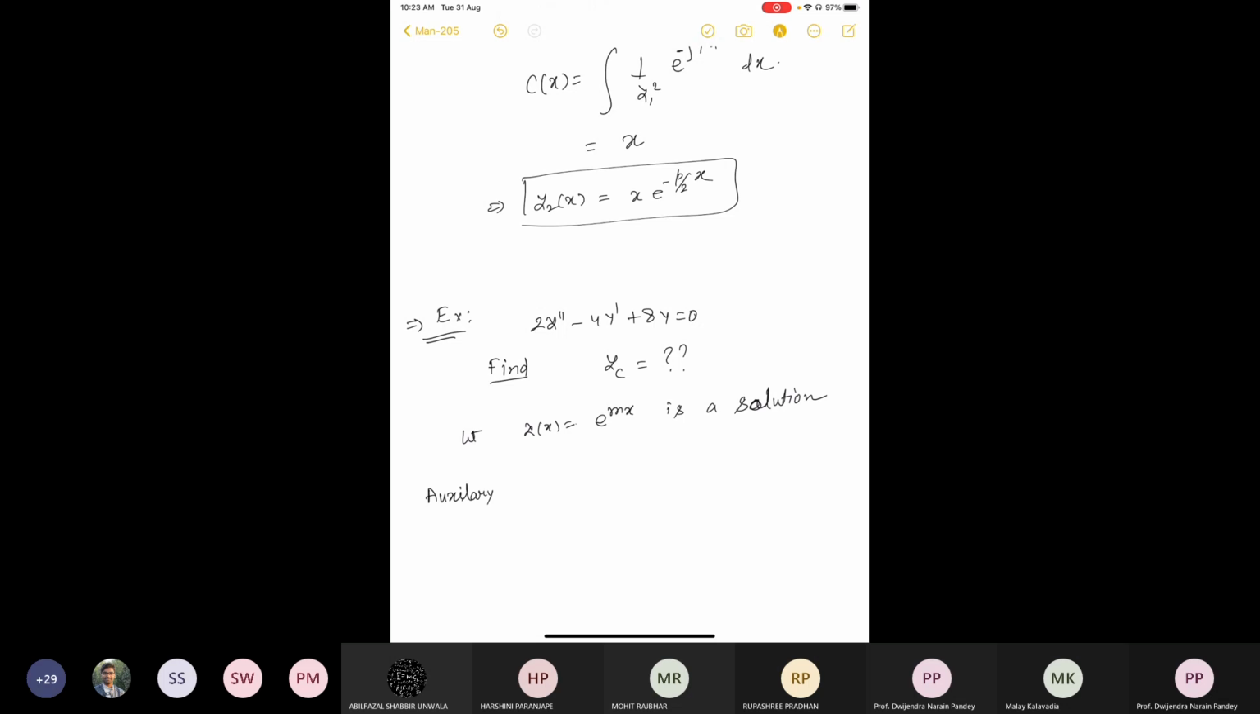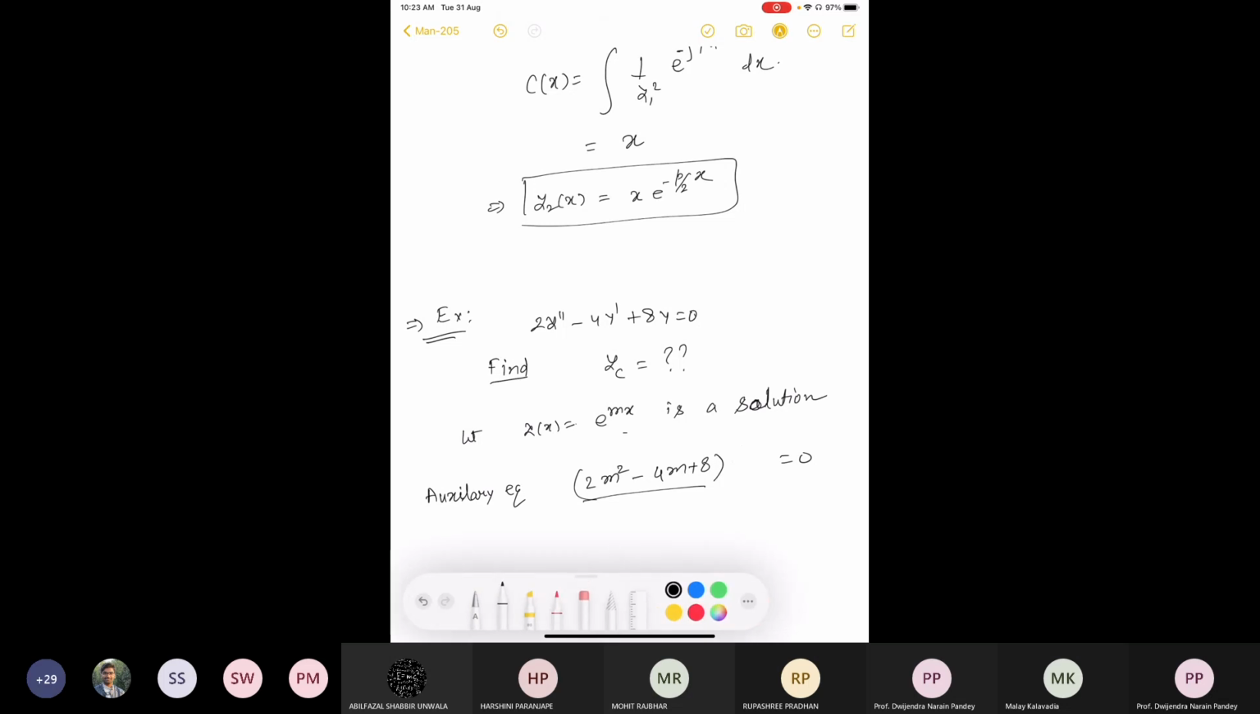What is the auxiliary equation? We put e to the power mx here and we get (2m² minus 4m plus 8) times e to the power mx equal to 0. So the auxiliary equation is basically this: 2m² minus 4m plus 8 equal to 0.